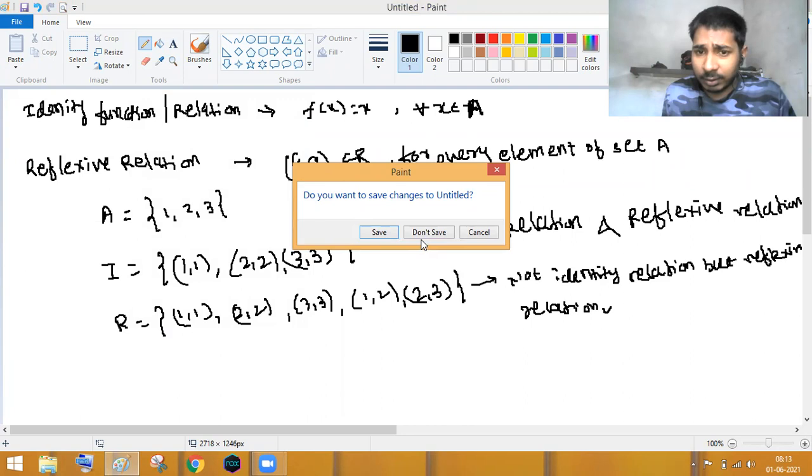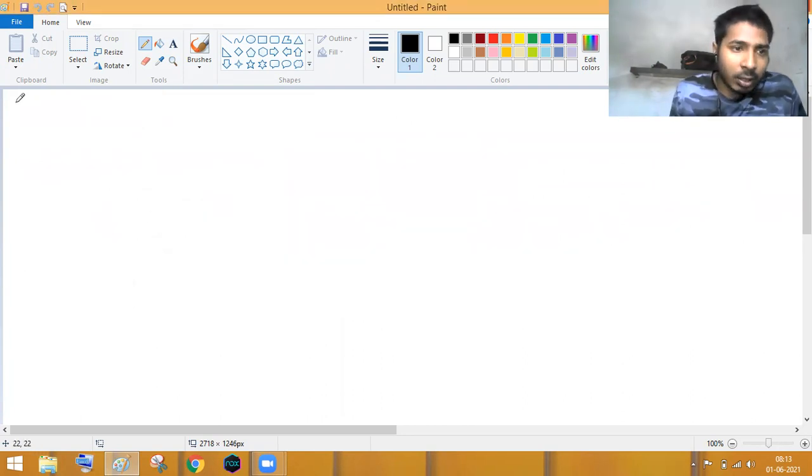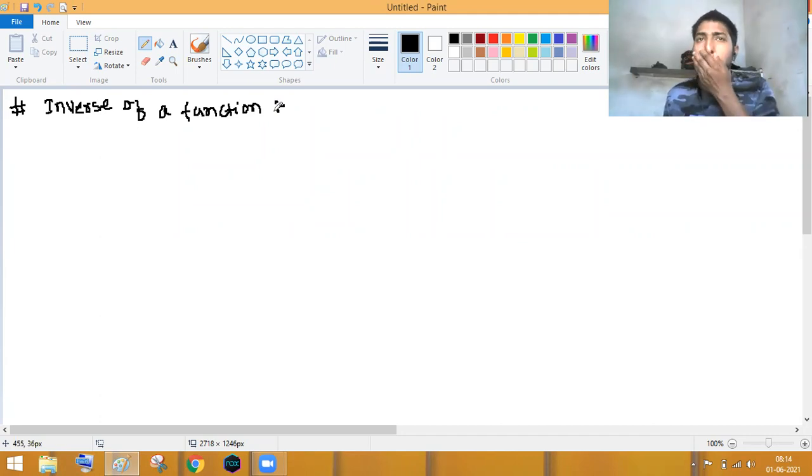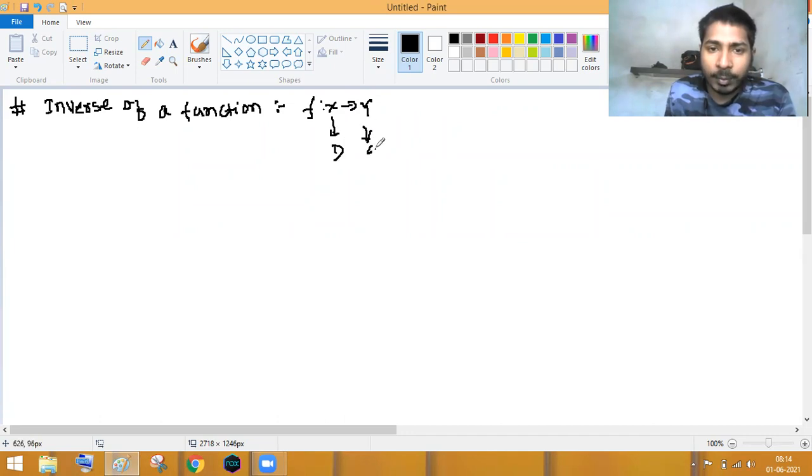Okay. Now we will talk about the next part, the inverse of a function. We know that a function is always defined from domain to codomain. Yes or no? Suppose the function is from X to Y. So here X is the domain and Y is the codomain.